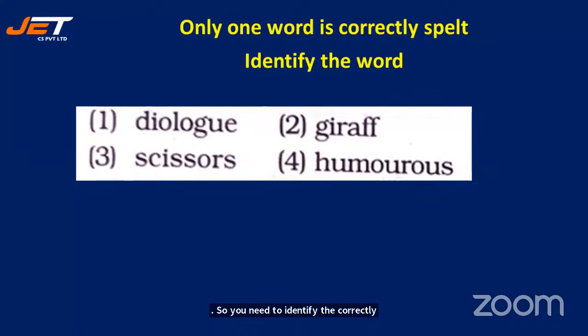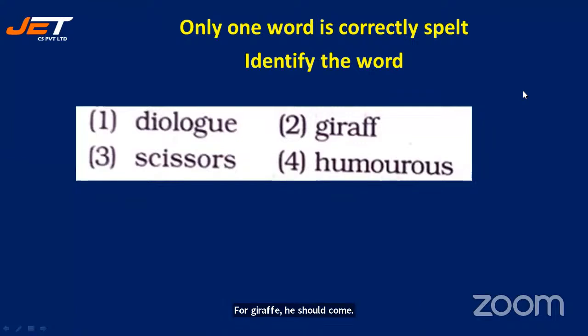First one is dialogue, giraffe, scissors, humorous. Right? Dialogue, giraffe, scissors, humorous. I don't think this requires any time for you, isn't it? Okay, I think I've given you enough time. Let's see. Vishwant, you're right. Gayatri, you're making a mistake. For giraffe, E should come.